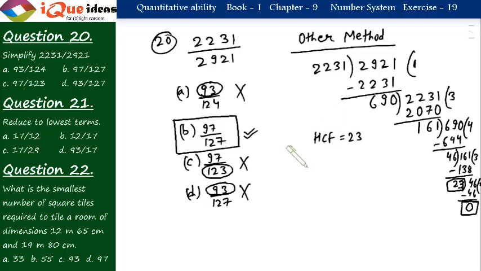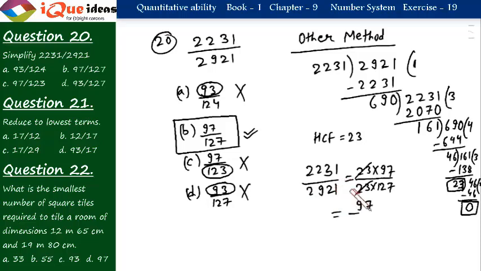Now to simplify, 2231 upon 2921 can be divided by 23. So if you divide by 23, the numerator will become 23 into 97, and if you divide the denominator by 23, it would become 23 into 127. So 23 gets cancelled and it is 97 upon 127. But that definitely is a little longer method. From the exam point of view, you could have just checked the divisibility and you could have found the answer.